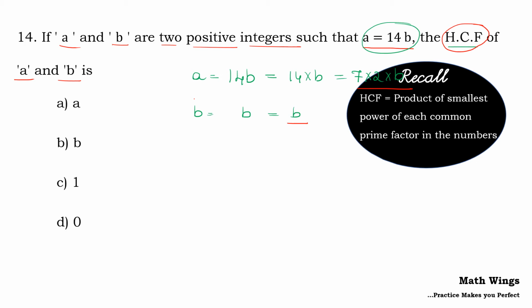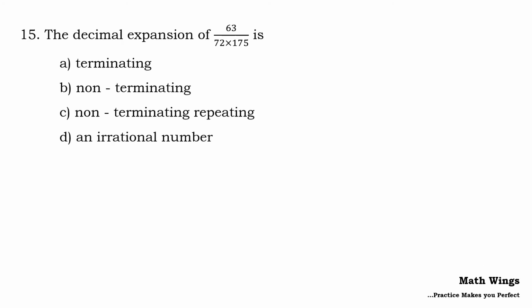Here we have a common factor B, and the smallest power of it is 1. Therefore, the HCF of 14B and B is B. That is answer B over here. Let us see the next question.